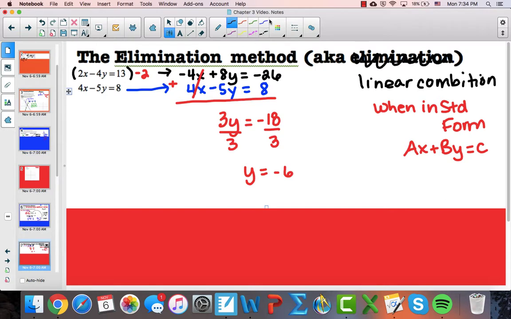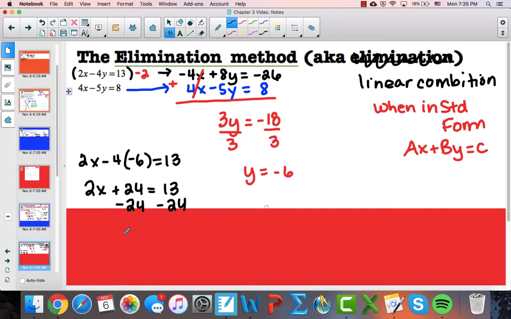Okay, again, we have to find a point of intersection, so we need the other point. So I'm going to plug that in for y into either one of the equations. So 2x minus 4 times -6 equals 13. So 2x plus 24 equals 13. I'm going to subtract 24 from both sides. So 2x equals -11. Divide by 2. And so x equals -5.5. So my solution, my point of intersection, is -5.5, comma, -6. And again, I'd like you to check and make sure we did that right on Desmos. You never know. Coach Fred could have made a mistake.